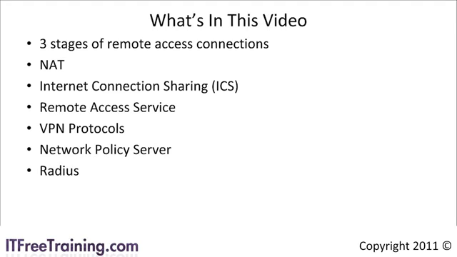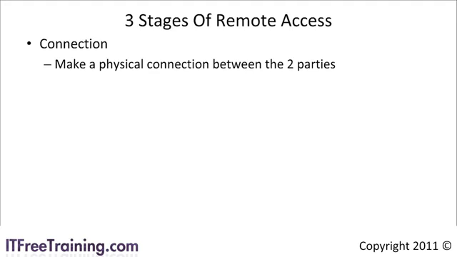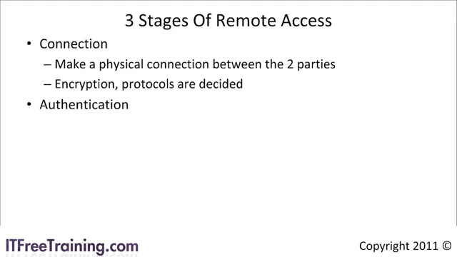When looking at remote access, it is easiest to look at it in 3 stages. The first is connection. The connection stage makes the physical connection between the 2 parties. At this stage, encryption and protocols are decided. When troubleshooting connection problems, make sure that both sides of the connection support the same protocols and encryption. If they don't, a connection will not be made. If a connection cannot be made, the next step, authentication, cannot occur.